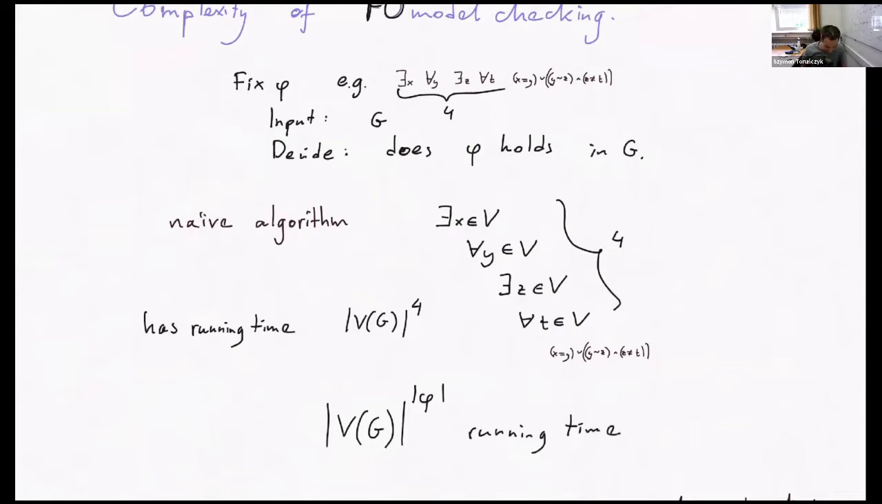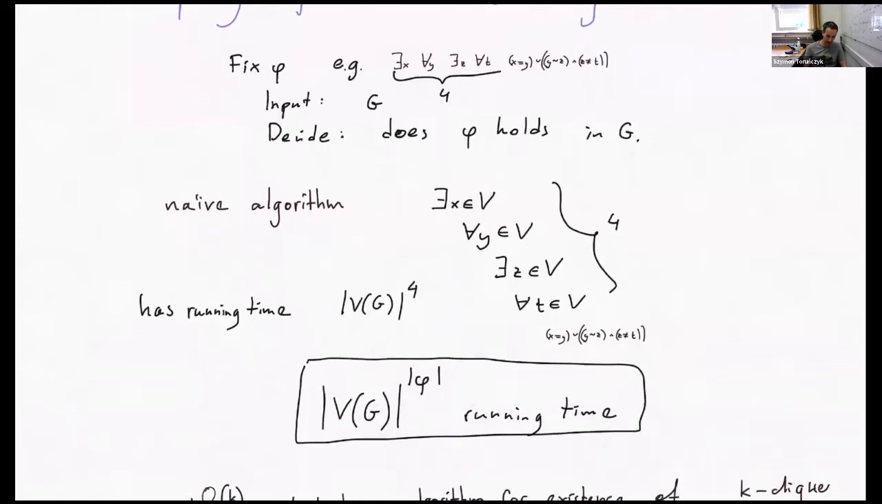And the problem is that this exponent depends on phi. Even if phi is, let's say, a small formula with 10 variables, but G has a million vertices, this is 1 million to the power 10, which is completely impractical. So the motivation is to get rid of this dependency on phi and have something like some function of phi times the size of the graph to the power of some small constant, like 2 or 1. That would be an ideal algorithm. But the naive algorithm works in this time.